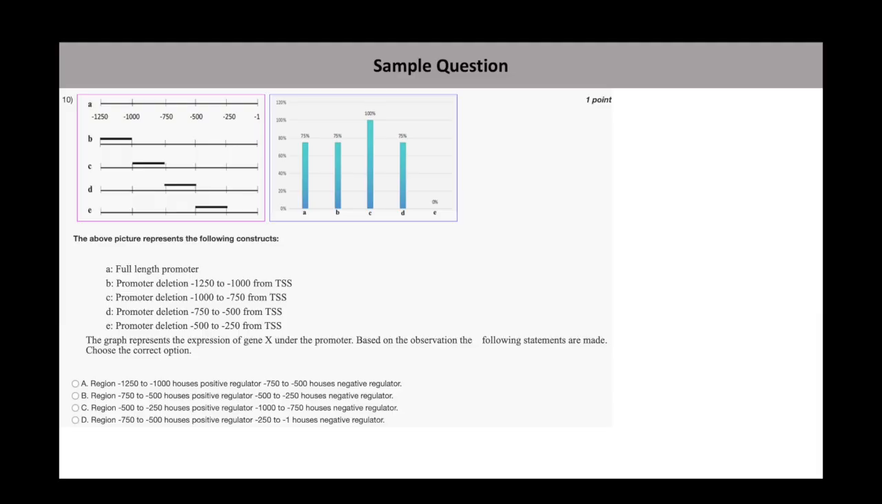Option D was 750 to 500, that is, E is a positive regulator, but 250 to 1 is a negative regulator. We don't know about 250 to 1 because that particular part has not been talked about in the question, so we cannot basically rely on that answer. So option C in this case will be correct. I hope this was clear.